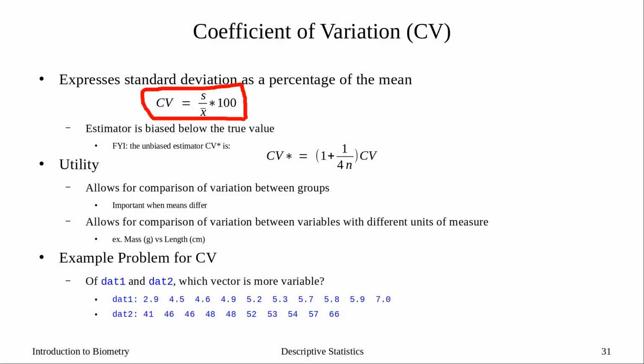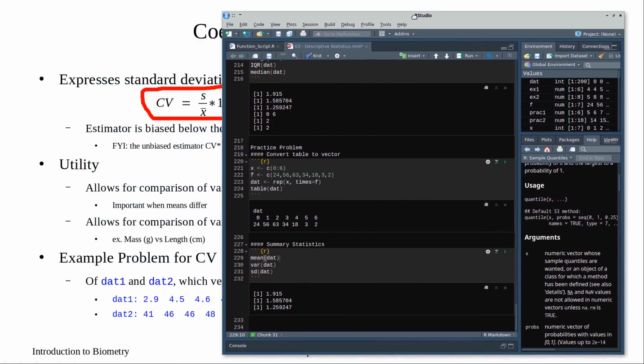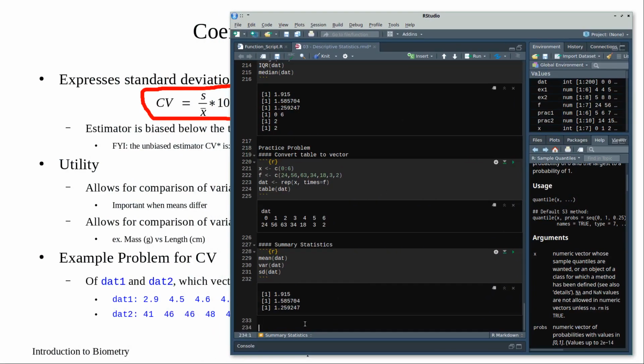We are going to do this in R. So I have two data sets. Dat1 is a vector, Dat2 is a vector. Our question is, which of these two vectors is more variable? If we were to do it by hand, we calculate the mean and the standard deviation, and then do standard deviation divided by x bar times 100 to get our CV value. Whichever coefficient of variation is larger means that that vector is more variable. When we do it in R, we'll get the exact same answers as if we did it by hand.